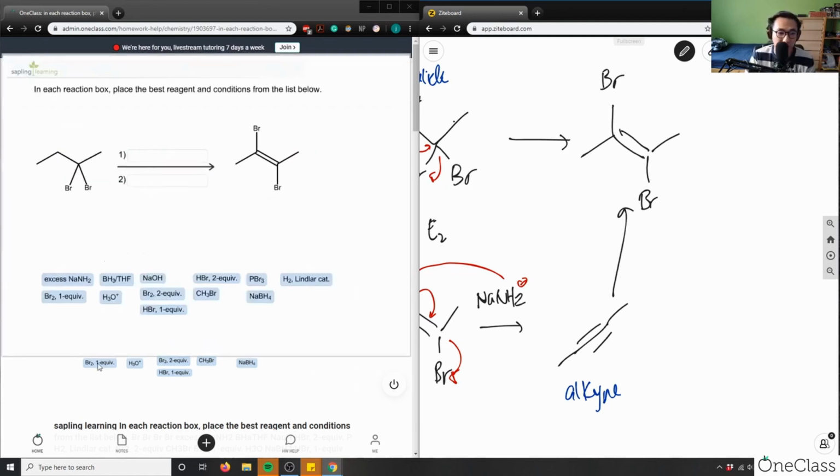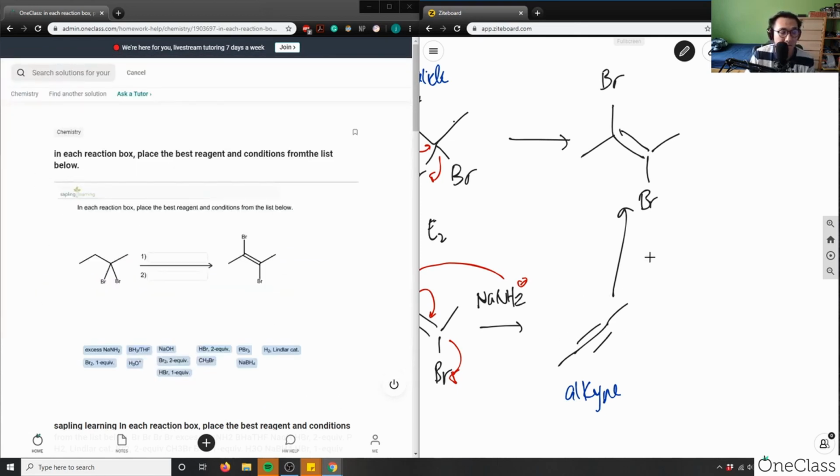Br2 with one equivalent is going to add across this double bond, and it can add trans to it, right? So again, Br2 with one equivalent of Br2, not two equivalents, because Br2 has two bromines, which means it would add across the triple bond here. So one equivalent. So what it's going to do, again, this bromine has a negative charge here.